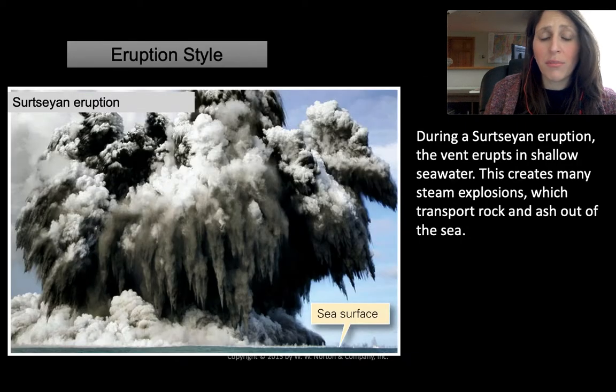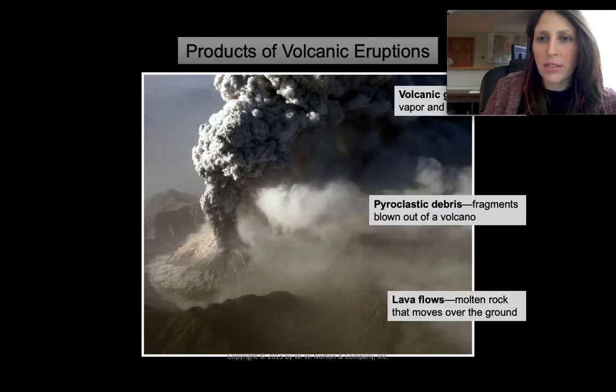You can get this type of eruption that happens in shallow seawater. So this is kind of a steam explosion. It's when seawater is steamed pretty rapidly and explodes in the surface in a really shallow marine environment.